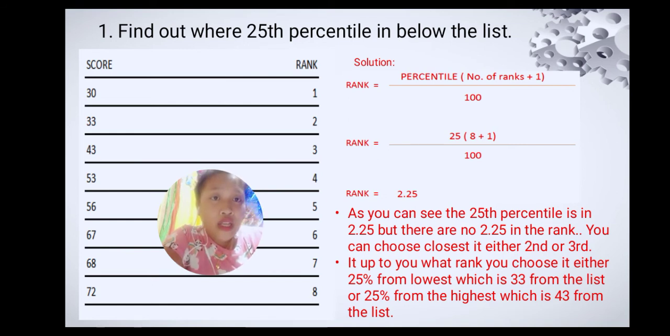Wa kay makita diri nga 2.25. As you can see, 25 percentile, 2.25, but there is no number 2.25 in the rank. You can choose close, papiliod kita ko nalimo ka sa mas dool, second or third. It's up to you what rank you would choose, either 25% from the lowest, which is 33 from the least, or 25% from the highest, which is 43 from the least.